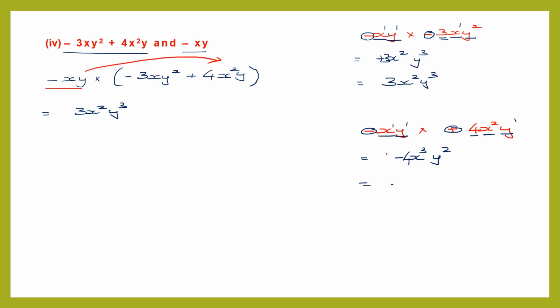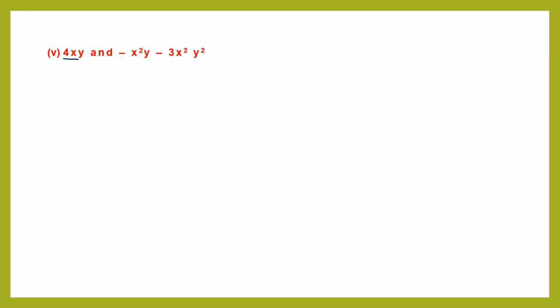So when I rewrite this, it becomes minus 4 x to the power of 3 y to the power of 2. So let's write it here, minus 4 x to the power of 3 y to the power of 2. So that is our answer, 3x square y cube minus 4x to the power of 3 y to the power of 2. So here we have the monomial and here we have the polynomial. So let's put it in the right order.